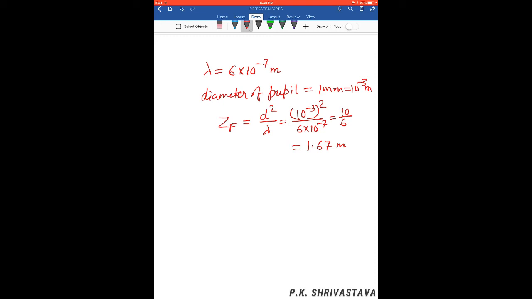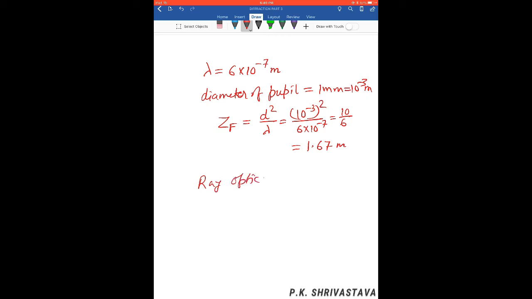This means the width of the beam due to diffraction does not become more than 1 millimeter unless the distance traveled by the beam is more than 1.67 meter. Hence, we can ignore broadening of beam by diffraction up to distances as large as a few meter. That is, we can assume light travels along straight lines. Hence, ray optics can be taken as the limiting case of wave optics. This is a very important conclusion.